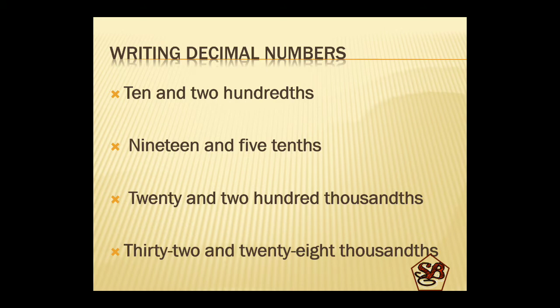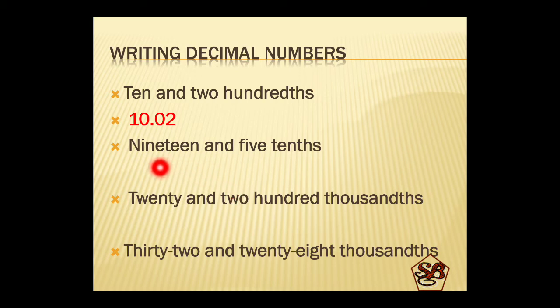Coming to the writing of decimal numbers. Here are some number names given to us and we have to write them in numbers. 10 and 2 hundredths. This means 10 is the whole number. At the place of "and" we will put the decimal point and 2 is at hundredths place. There is no digit at tenths place, so we will add a 0 like this. 10.02, and it will be read as 10 and 2 hundredths.